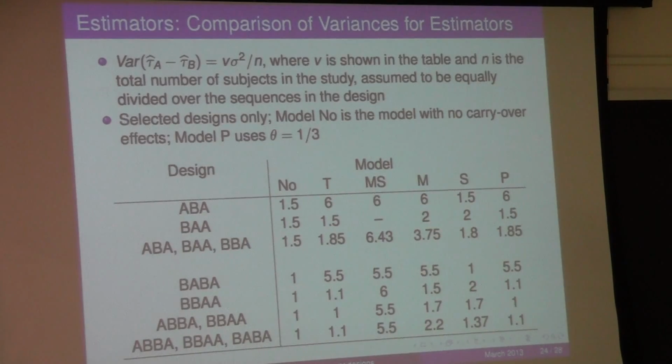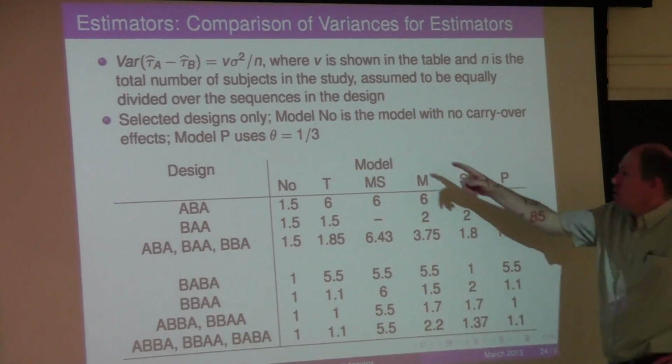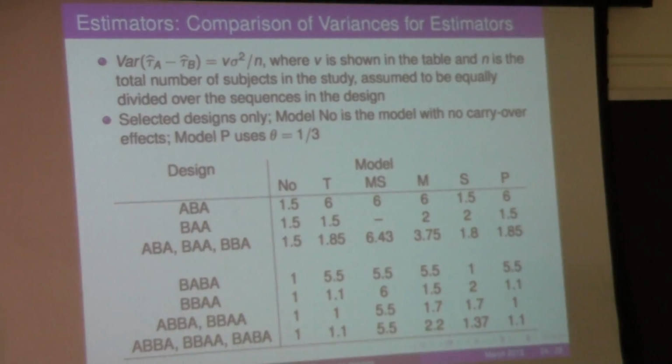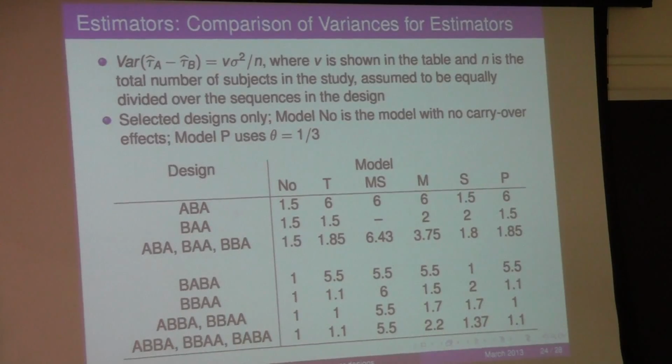They are assumed to be equally divided over the sequences in the design. I've only shown a few selected designs here, with this number V. But for the model with no carryover effects, that's the ideal. That's the ideal V. That's the best you can do, as there are no carryover effects. And so what people have suggested is that if you use a model that does have carryover effects, this value of V will go up.